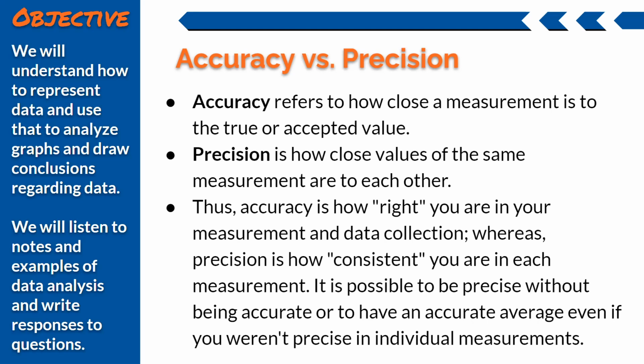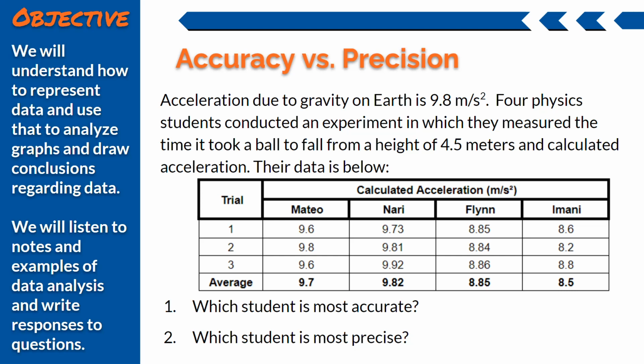So thus, if you wanted to summarize this, accuracy is how right you are in your measurement, whereas precision is how consistent you are. It is possible to be precise without being accurate, or to have an accurate average, even if you weren't precise in your individual measurements. Okay, so it is possible to have one without the other, but obviously we are always aiming to have both. And sometimes that can be an issue, and I thought that was on this slide, it's on the next one, if you don't have the right tools.